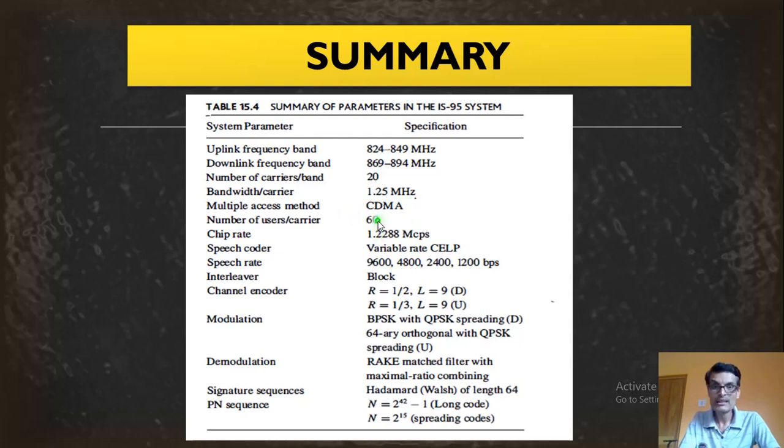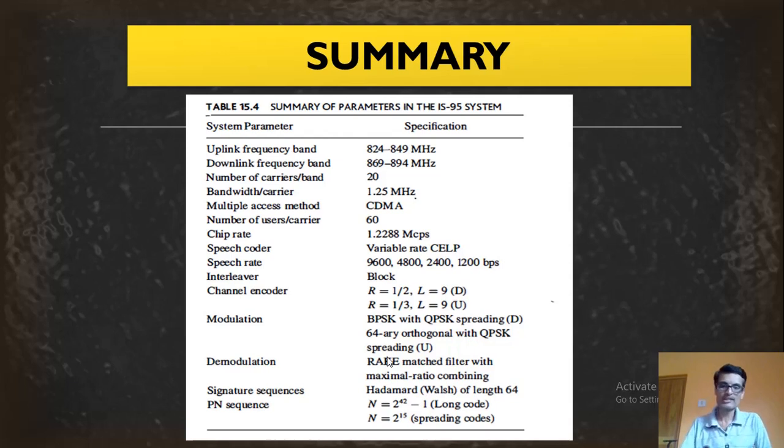For the CDMA multiple access method, the number of channels is roughly 64. Out of that, around 8 are used for other purposes, such as the pilot channel and paging channel, and the remaining are used for voice communication, the traffic channels. The chip rate is this, with variable rate and the CELP technique, code excited linear prediction, used for speech. I mentioned a block interleaver is used. The channel encoding for the downlink is half rate, L equal to 9. For the uplink, it is 1/3, L equal to 9. The downlink uses BPSK with QPSK spreading. The uplink uses 64-ary orthogonal modulation with QPSK spreading, that is, orthogonal QPSK or offset QPSK.